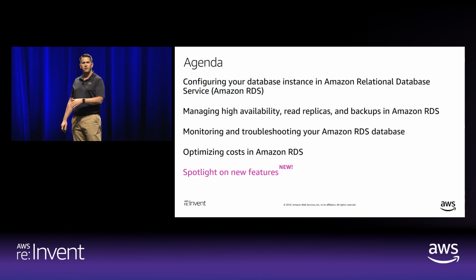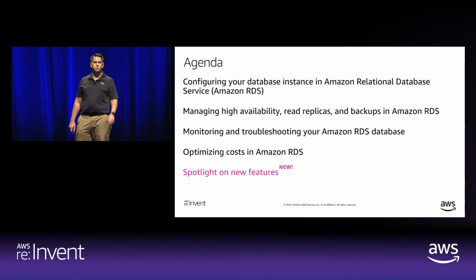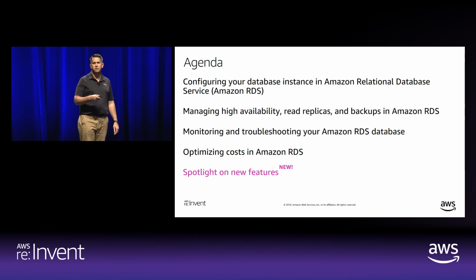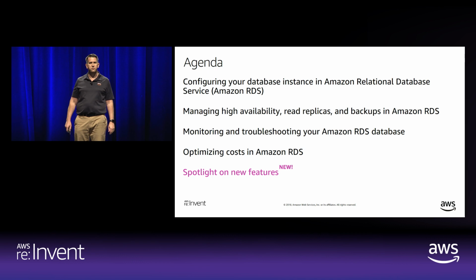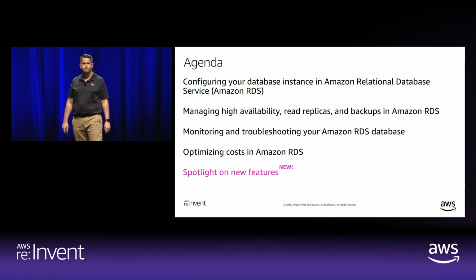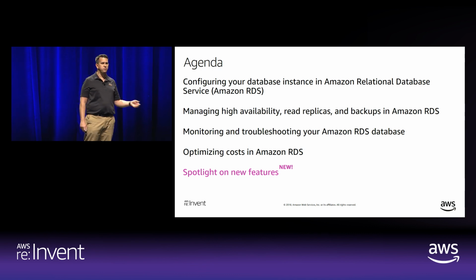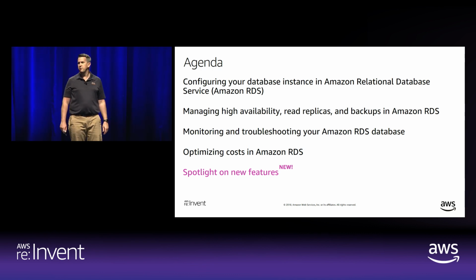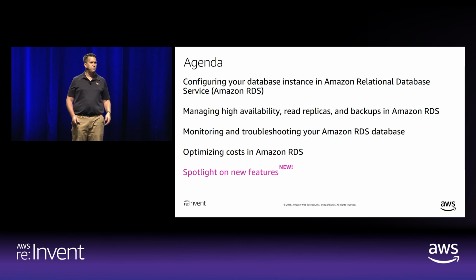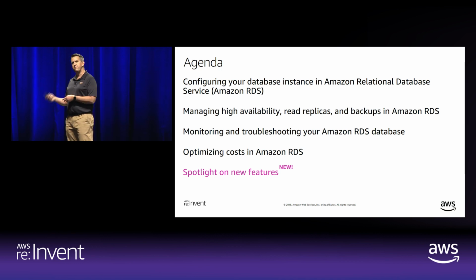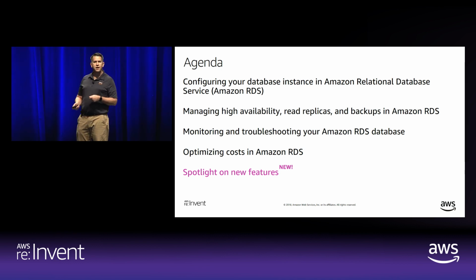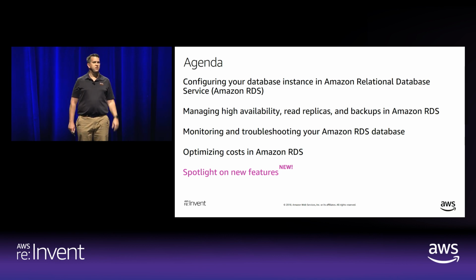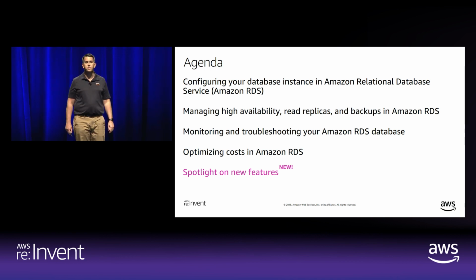I'll talk about managing HA, high availability, for your database instance, how we deal with read replicas for read scaling and disaster recovery, and how we manage backups and some of the new features in that section. Then monitoring and troubleshooting. There's a lot of great tools built into Amazon RDS for monitoring your database, seeing when things go wrong, and figuring out what to do about it. And then finally, I'll wrap up with how to save some money, how to optimize some of your database costs with Amazon RDS.